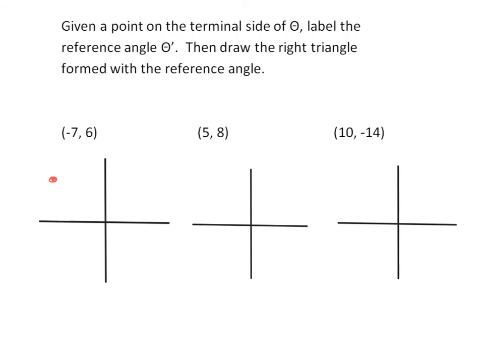Now, that point is on the terminal side of the angle, so I'm going to go ahead and draw my initial side right here and my terminal side right here. And I'm going to label that as my angle theta, and I'm going to find theta prime. Well, theta prime is the angle that's created with the terminal side and the nearest x-axis, which is right here. So this right here is theta prime. Then we're going to draw the right triangle that is formed with the reference angle. So we're going to draw the right triangle from that point straight to the x-axis that we were just using for theta prime. That's all we need to do there.